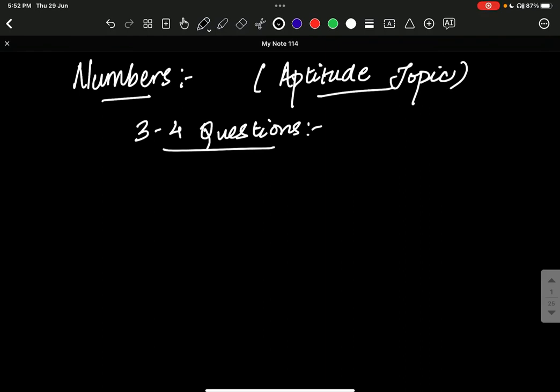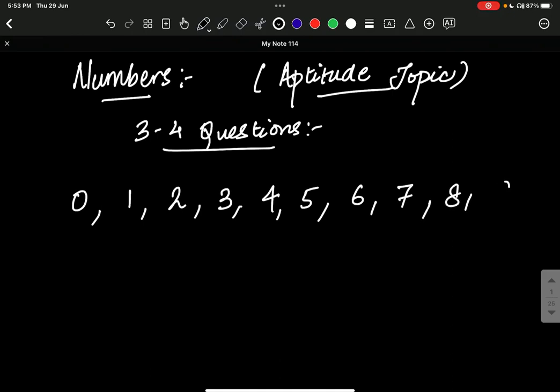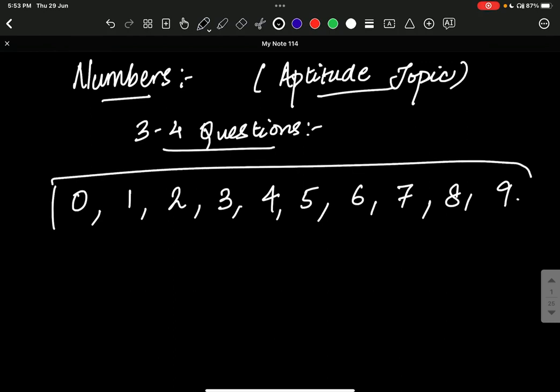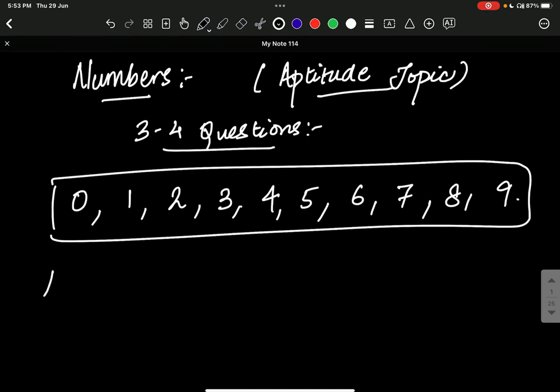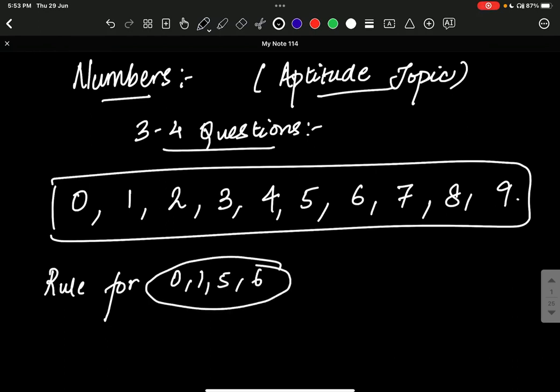See, whenever we talk of numbers, you will think that the numbers would be formed with the help of these digits. We have 0, 1, 2, 3, 4, 5, 6, 7, 8, and 9. So there are certain rules to deal with these types of numbers which are having these as their unit digits. Okay. So the first rule that you should be knowing, please note it somewhere, is the rule for 0, 1, 5, and 6.